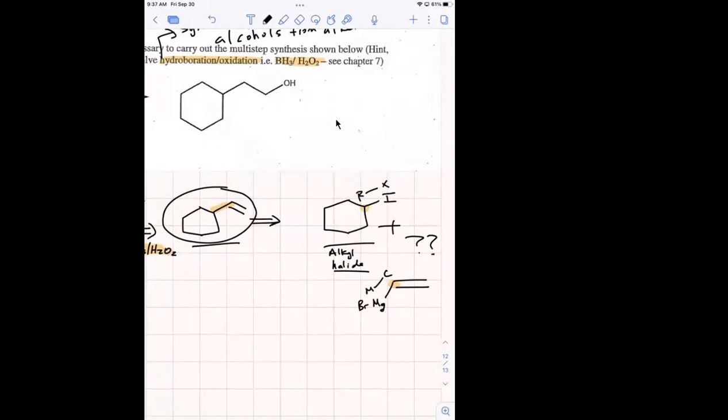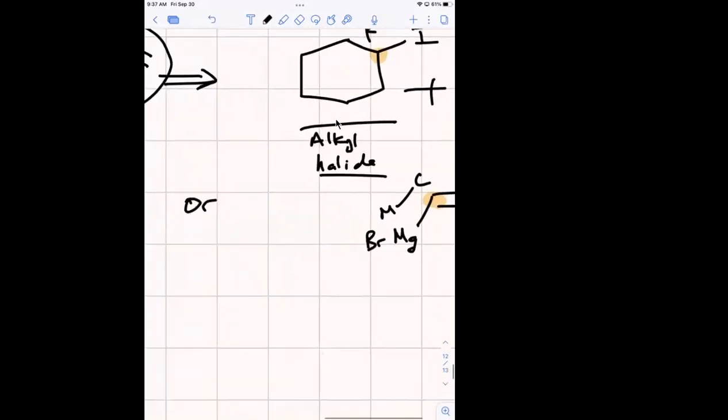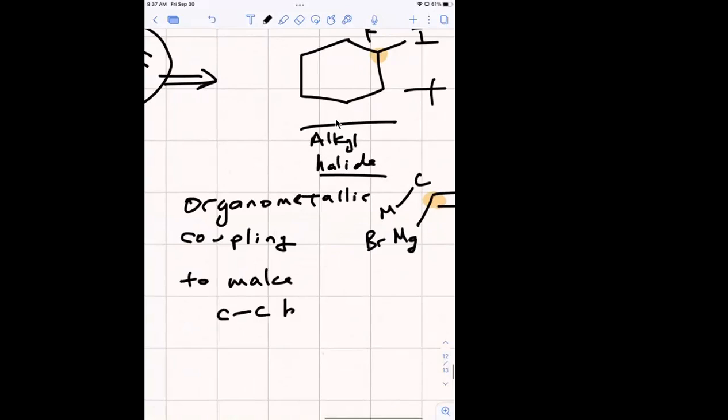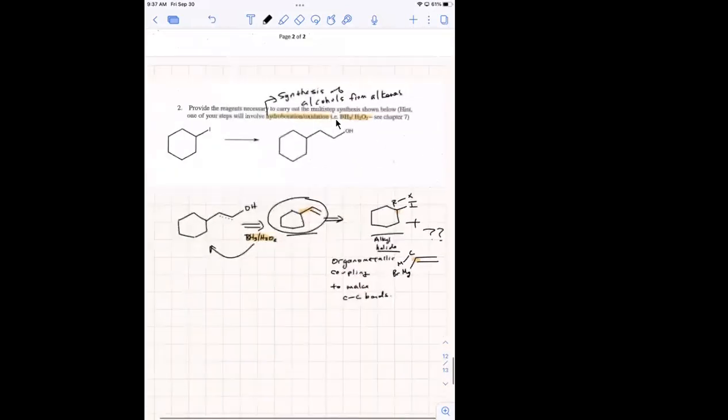Is that not an example of a coupling reaction? It is, and it was on my tongue. This is an organometallic coupling reaction. Right, we talked about that. You can take a Grignard plus an alkyl halide, an aryl halide, or vinyl halide, and you can couple them together to make a new carbon-carbon bond. All right, so let's see.